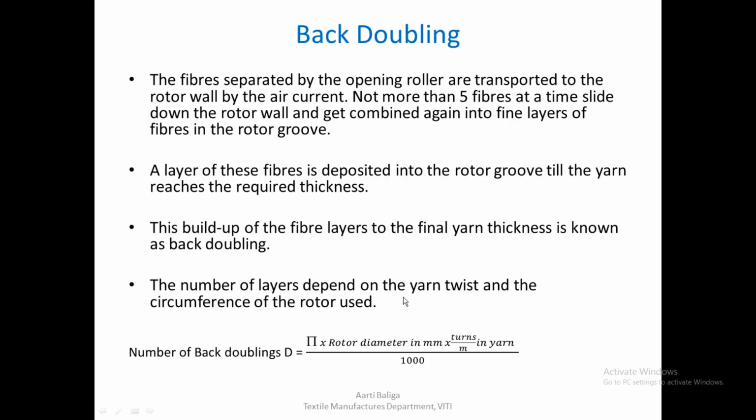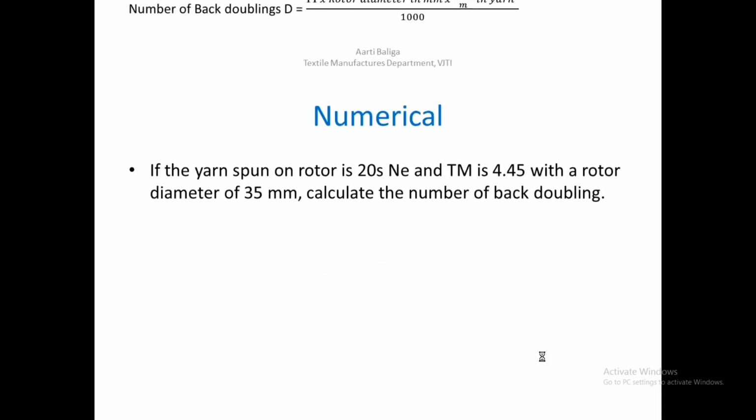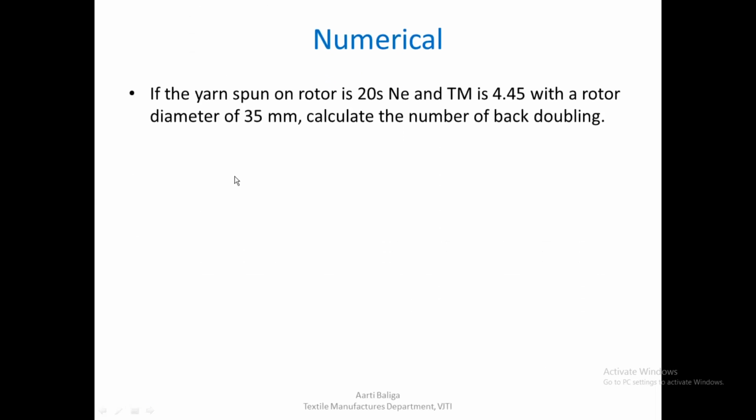The number of layers depends on the yarn twist and the circumference of the rotor used. So we can always calculate the number of back doublings, which is shown as D over here, that is equal to pi into rotor diameter in mm into turns per meter inserted in the yarn divided by 1000. So let us look at one numerical on this.